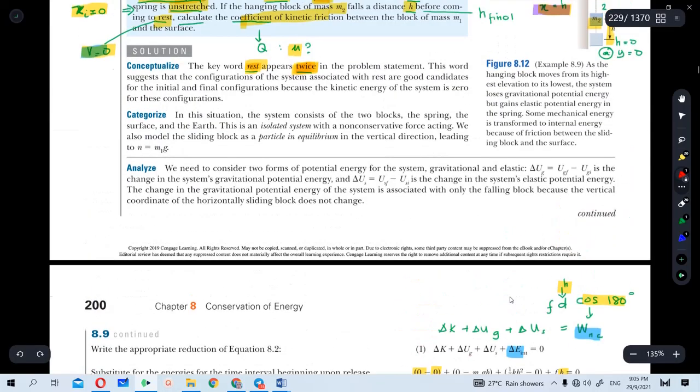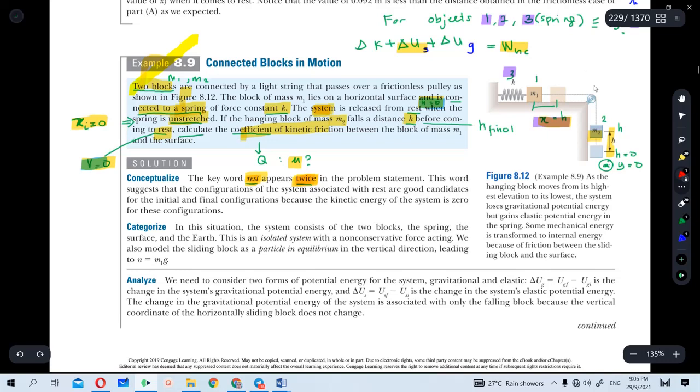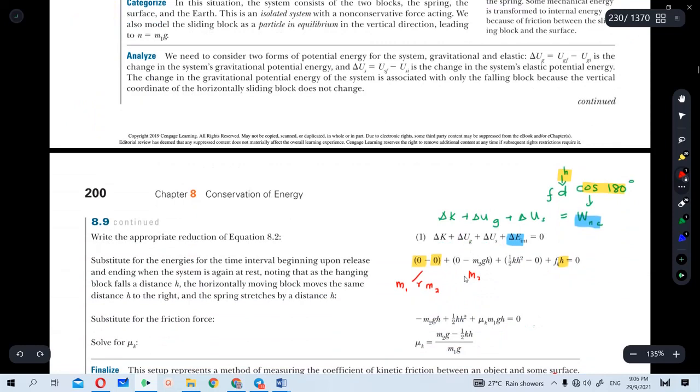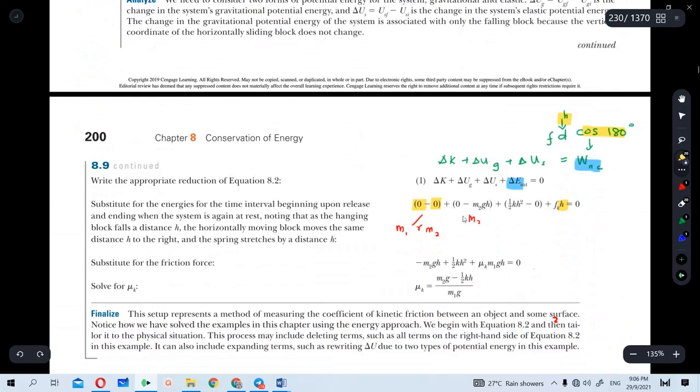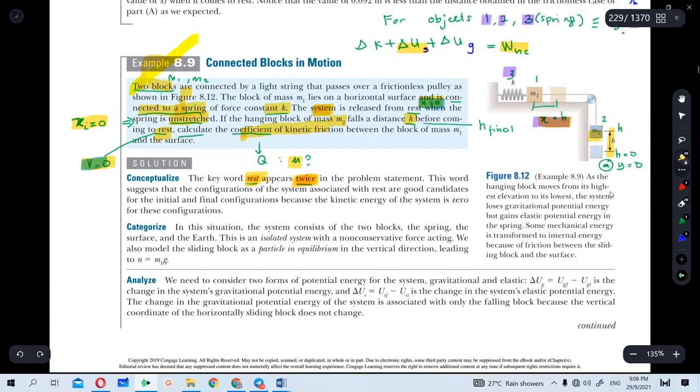Go back to the question. We find that the M2 finally has gone downward. So we find that the M2 potential energy is this much. But here we can choose the reference level. If you choose it here, then the final would be 0, because here the final position is noted as 0.